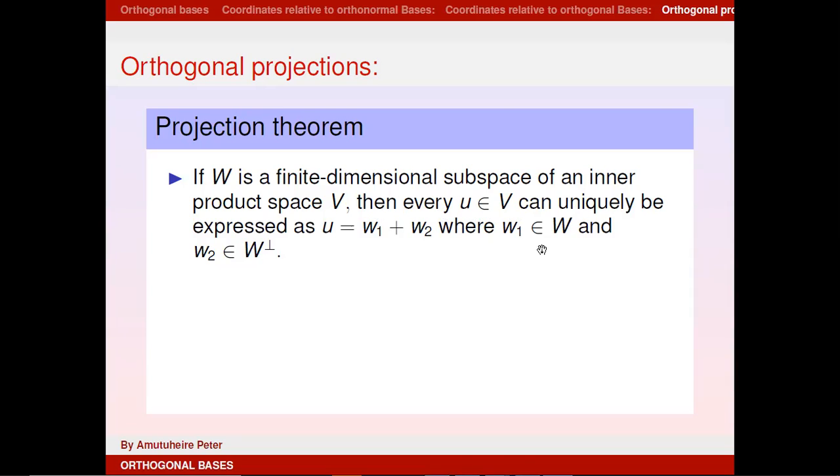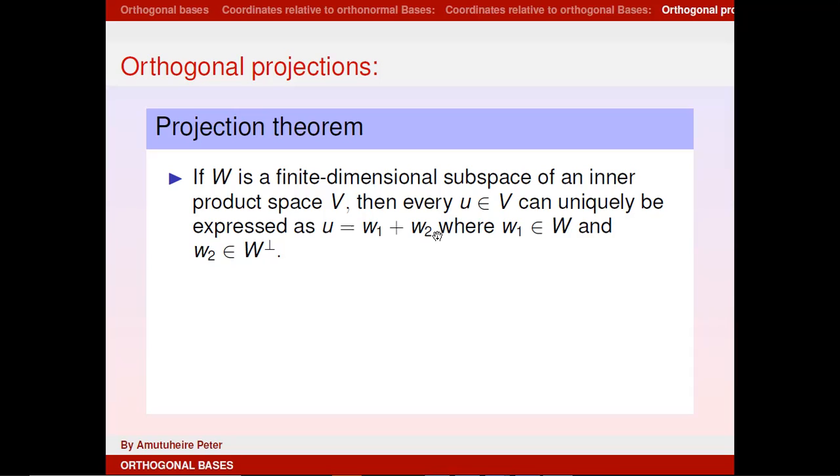So if we have a vector space, then we can pick vectors which are orthogonal and put them in some W, so it will be a subspace of V, and then others which are not orthogonal, we put in the orthogonal complement. So the projection theorem tells us that every vector U in V has two components.